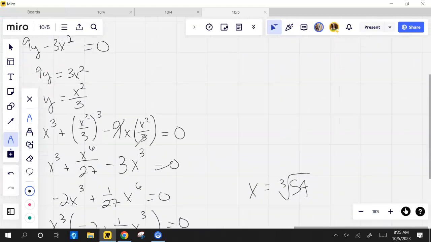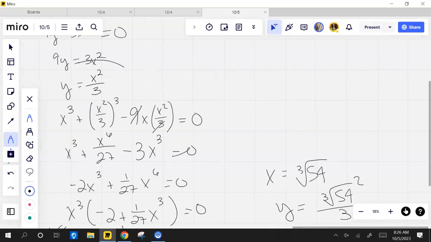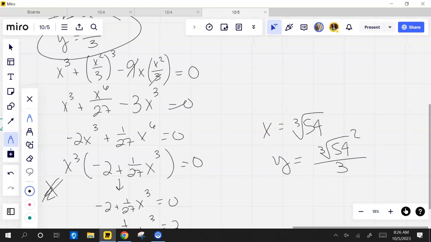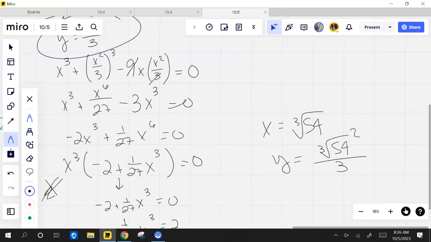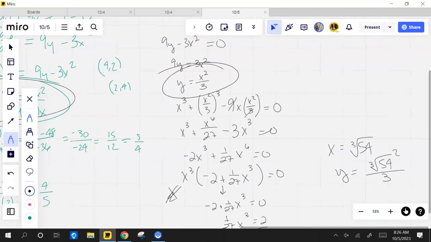x is the cube root of 54, which means y is going to be that point. y is x squared over 3. I was finding where the derivative is equal to 0, so where the top of the fraction equals 0.